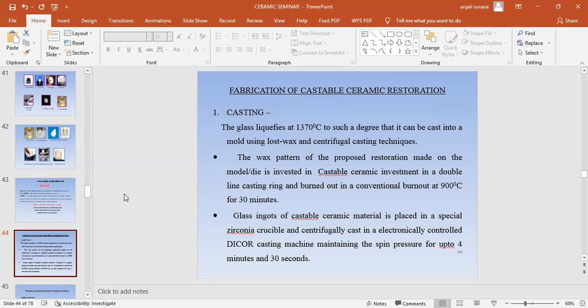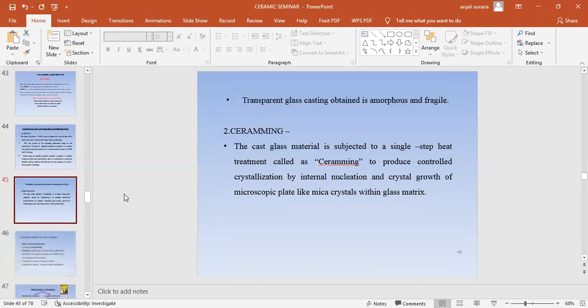Glass ingots of castable ceramic material are placed in a special zirconia crucible and centrifugally cast in an electronically controlled Dicor casting machine, maintaining the spin pressure for up to 4 minutes and 30 seconds. The transparent glass casting obtained is amorphous and fragile. Then ceraming: the cast glass material is subjected to a single step heat treatment called ceraming to produce controlled crystallization by internal nucleation and crystal growth of microscopic plate like mica crystals within the glass matrix.